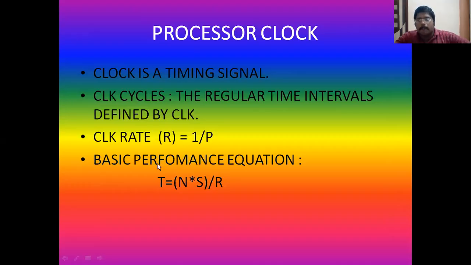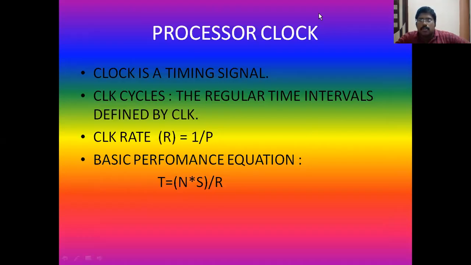Next, the basic performance equation. Please remember this basic performance equation and the clock rate formula. Clock rate is nothing but 1 by P, which I have given. Next, the basic performance equation: T is equal to N into S by R. I will give a brief introduction to this afterwards. At this time you just remember these two. Clock rate R is equal to 1 by P.